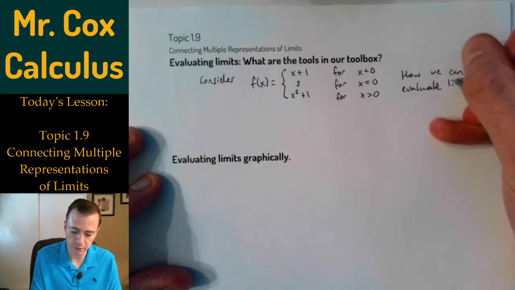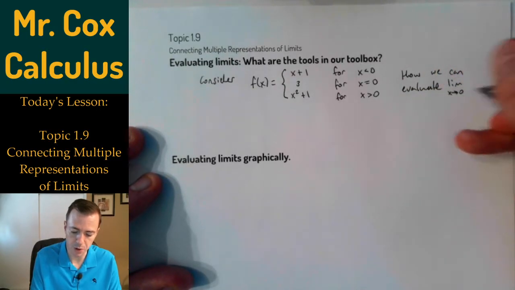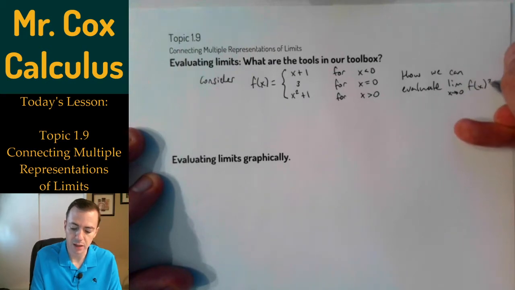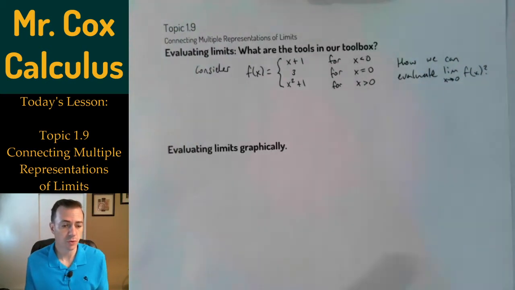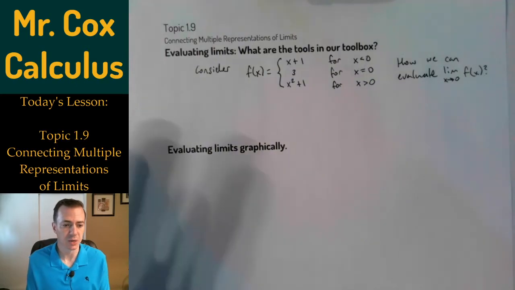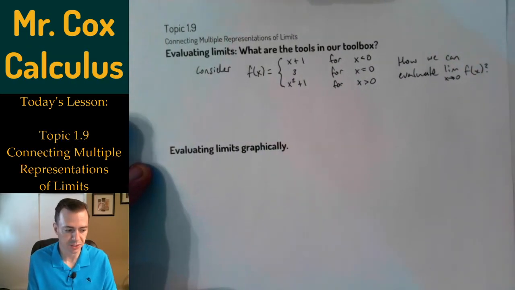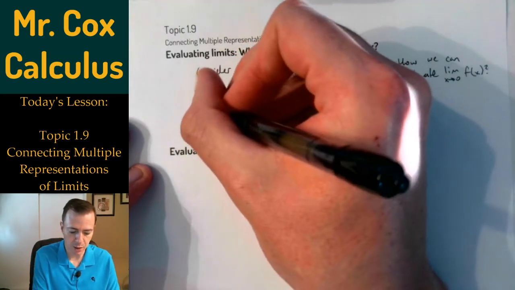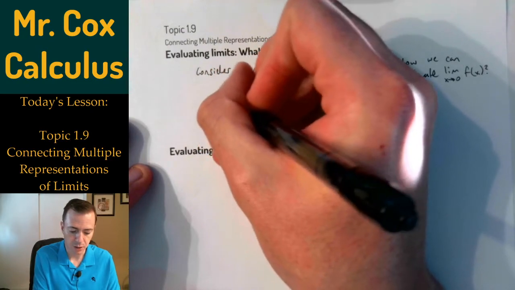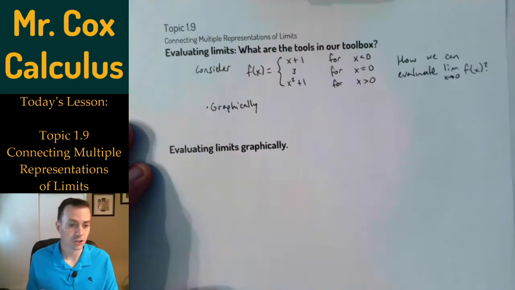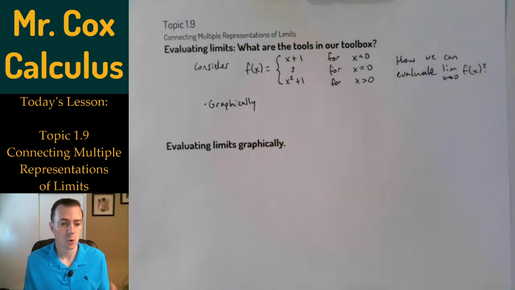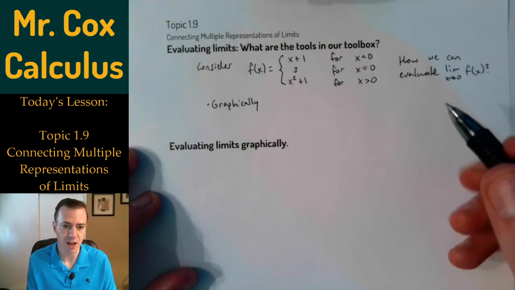And what we want to do is look at how we can evaluate the limit as x approaches 0 of f of x. And really, we've learned three main ideas when it comes to how we evaluate limits. The first is how we evaluate limits graphically: construct a graph and interpret, or at least estimate, the limit from those values.